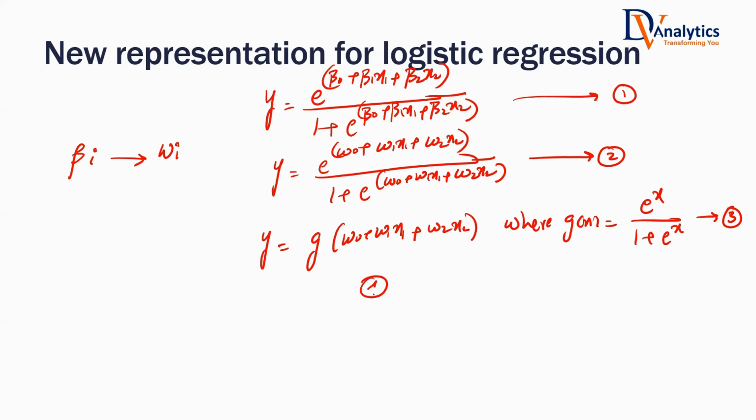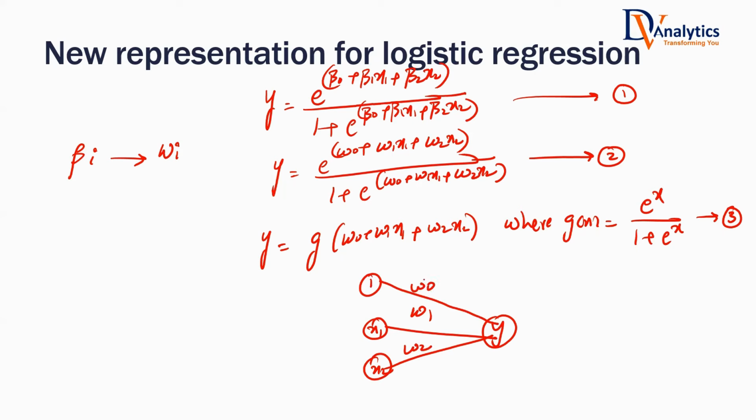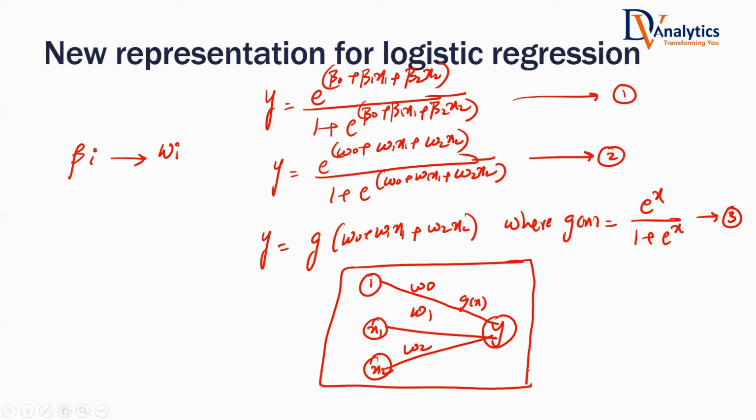Let's say there is this 1, there is this x1, there is this x2. Actually, the 1 we can leave. x1 and x2 are connected to y. x1 has a weight of w1, x2 has a weight of w2, and then 1, that means a constant, has a weight of w naught. 1 into w naught, w1 x1, w2 x2, apply g of x on top of it, and you will get y. So this is what you will see.